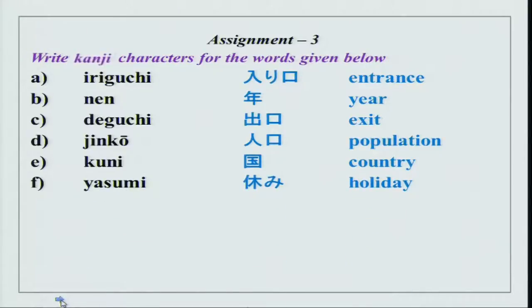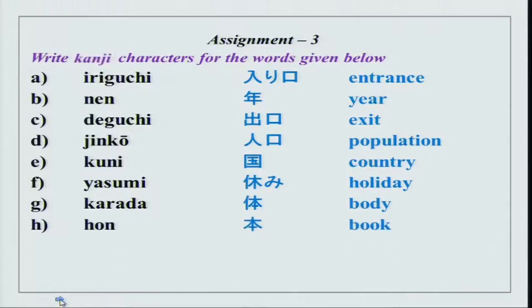Yasumi. Karada. Hon. Ima. So, well, you can practice these kanji characters. Write them properly. You have the stroke order given to you. You can practice it according to the stroke order.